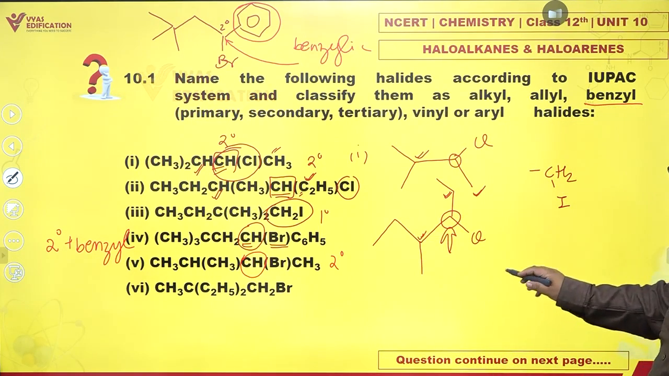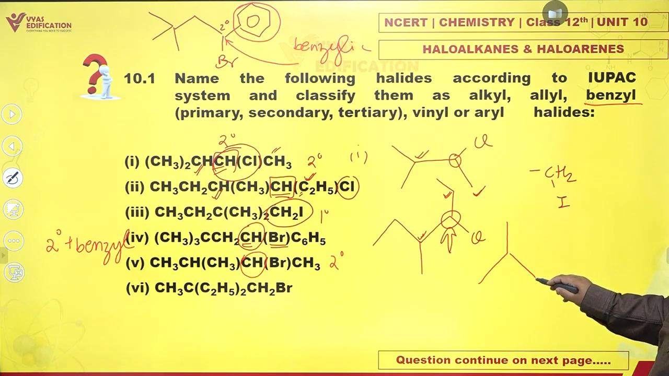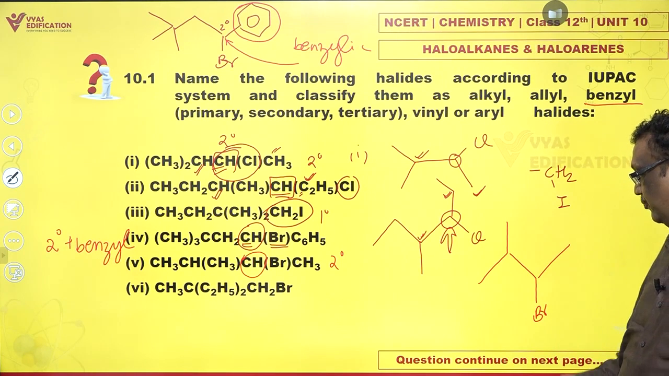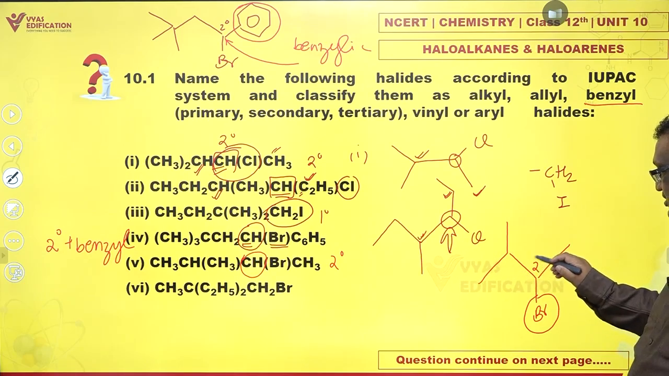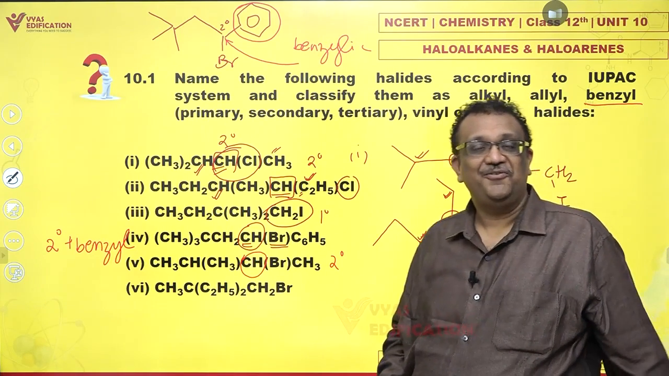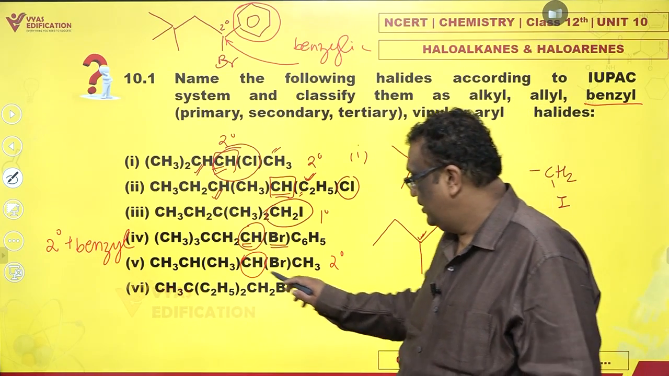If you are confused, let me draw CH3, CH, CH3. Then CH, Br and CH3. This is the way the bond line notation is. And if you notice this Br, this carbon is secondary. It's very much secondary. And we now are discovering the trick also.